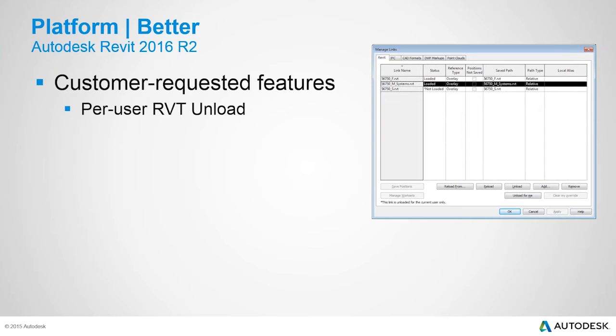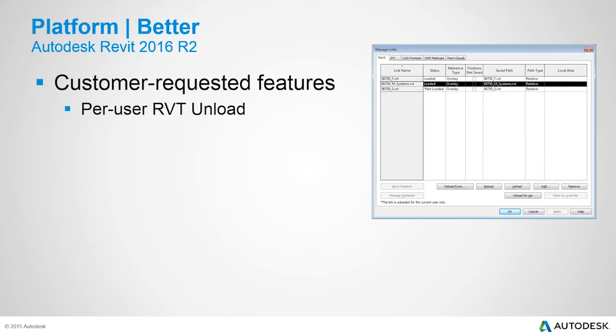There's a new For Me option in the unload command, and it unloads the RVT file just for the current user. Now this can be quite useful, especially if you've got multiple people working on a project simultaneously within a central file, because this new option is going to enable you to keep the RVT links unloaded for portions of the model that you're not working on.